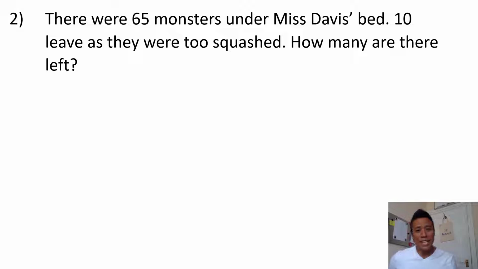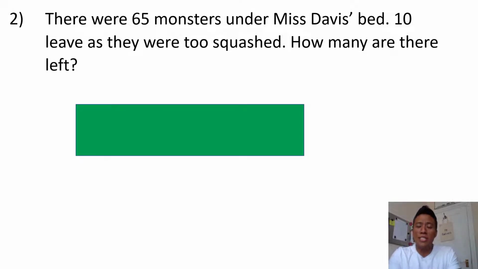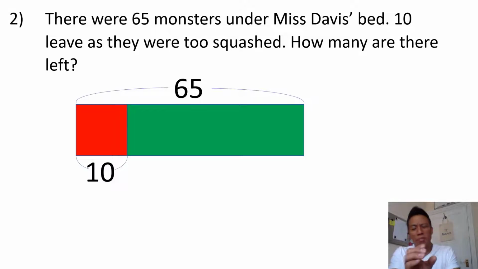Okay, if you're happy with that, go to question number 3. And third part, looking at it as a bar model. So this is going to represent my 65 monsters under Miss Davis's bed. So all of that is going to be 65. And it says 10 leave as there were 2 squashed. Okay, so there's 10 that have gone away, so I'm representing that bar part there as it's gone. So how many are left? So we need to find out this little part here.